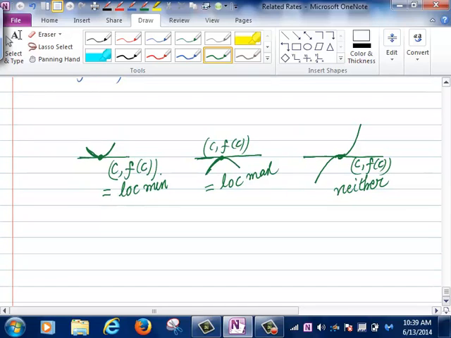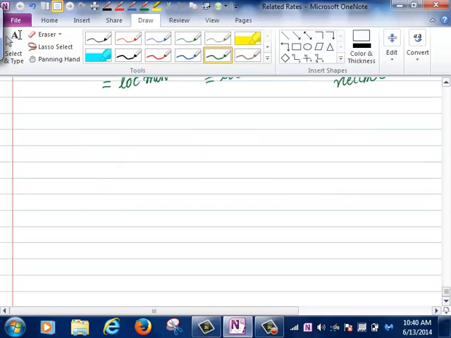Now what I want to do is go over a couple of exercises on finding critical points for a given function, and this is going to be an important question for you in the next exam. So here's an example.